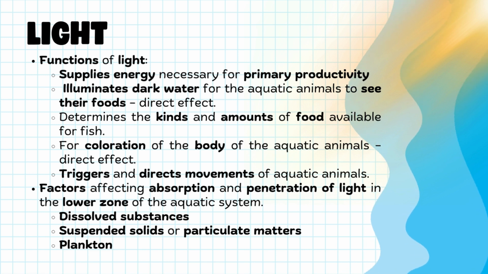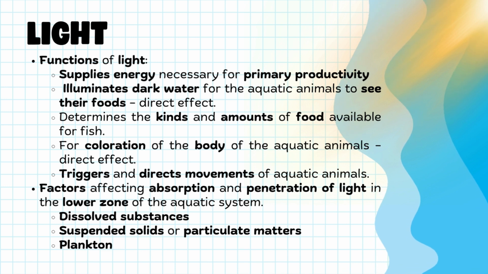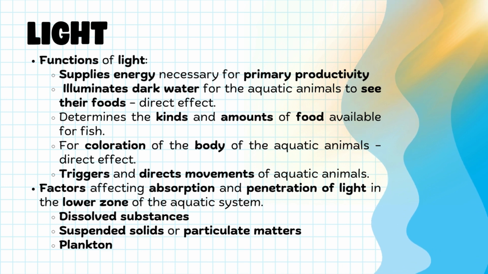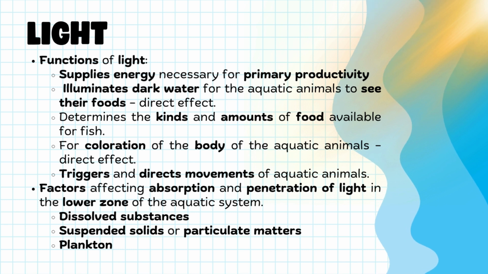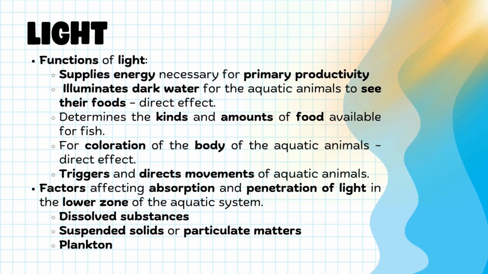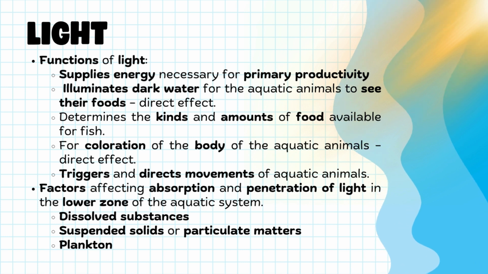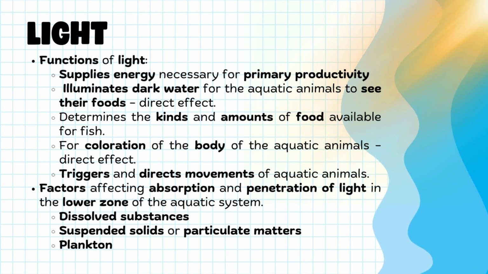Light absorption and penetration in aquatic systems are influenced by several factors. The deeper the light reaches, the more it supports aquatic life. The key factors are, first, dissolved substances, such as minerals and organic matter, which absorb light, reducing penetration. Another one is suspended solids, particulate matter. Silt and debris scatter and block light, limiting depth reach. Lastly, plankton. A large population of plankton absorbs light, affecting deeper zones.